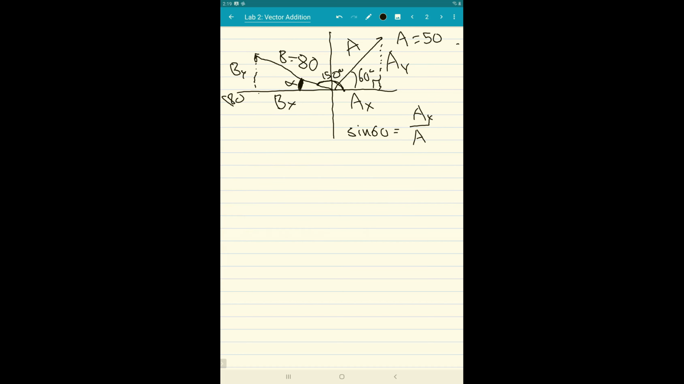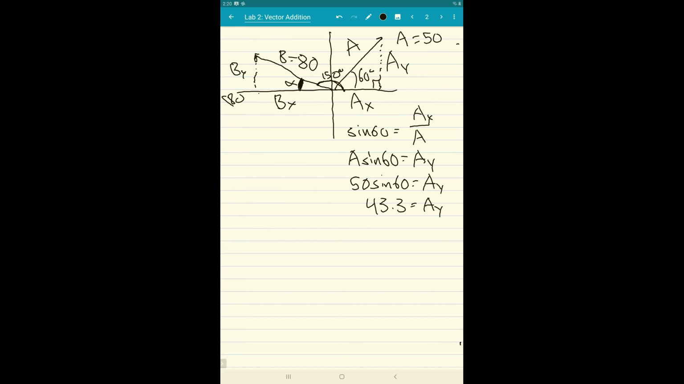I can go ahead and multiply both sides by A, and I get that A sine 60 is A sub Y. Cool. A was 50, so that means that 50 sine 60 is A sub Y. Now, what you do is you just plug this into your calculator, right? Make sure you're in degree mode. We're going to be doing everything in degrees, not radians today. I don't have my graphing calculator with me, but I'll just use my phone. Phones have it too. Hit 50, hit the sine button, hit 60, and I've got 43.3.